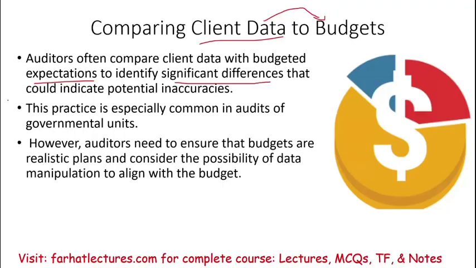However, auditors need to make sure that budgets are realistic and consider the possibility of data manipulation to align with the budget. Now, because there's a lot of politics that goes into budget, sometimes companies under budget their sales and over budget their expenses. It's called budgeting slack. You have to be aware of that. So you have to look at budget with a grain of salt.